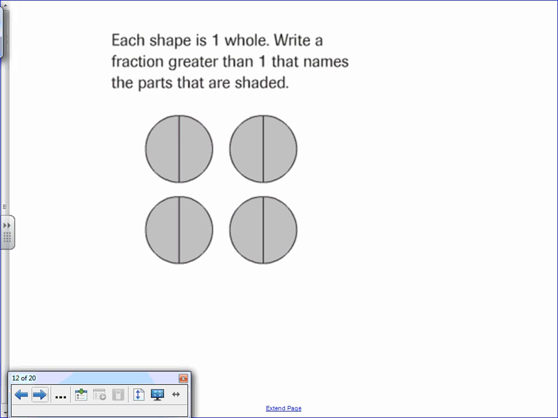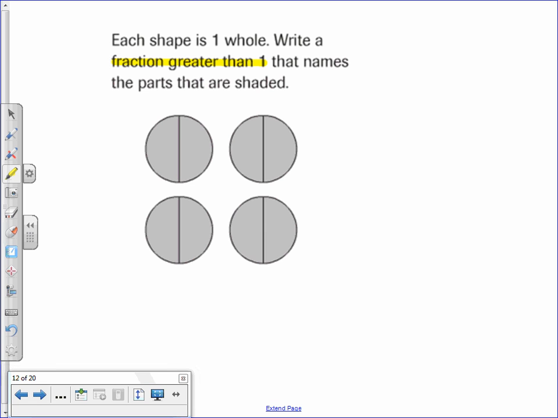Each shape is 1 whole. Write a fraction greater than 1 that names the parts that are shaded. That tells you you're looking for a fraction where the numerator is greater than the denominator. Who can name the fraction greater than 1? First, tell me what's the denominator. What is each whole divided into how many parts, Kyle? 2 parts. So 2 is the denominator.